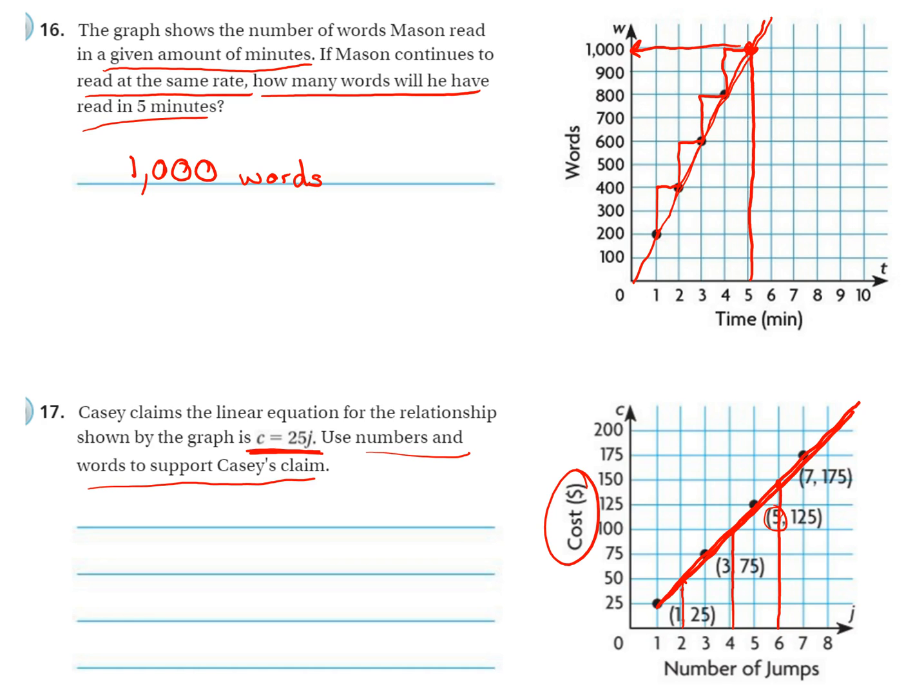So what you want to write here is something like, yes, I agree with Casey's claim, because any number I use for J, when I plug it in, I get the correct C value. Okay, so that's what you're going to write here, and you could put in some of those ordered pairs. These are all ordered pairs that lie on the line, you could also say.